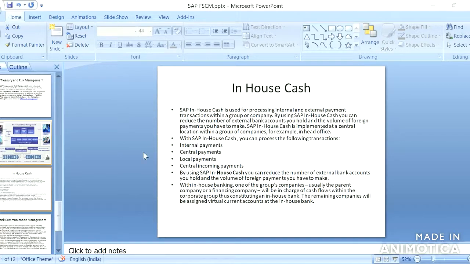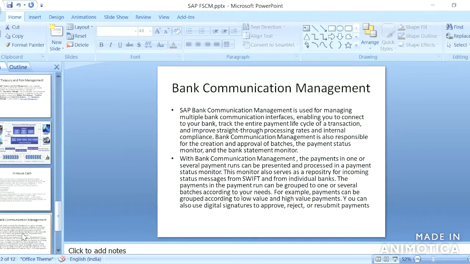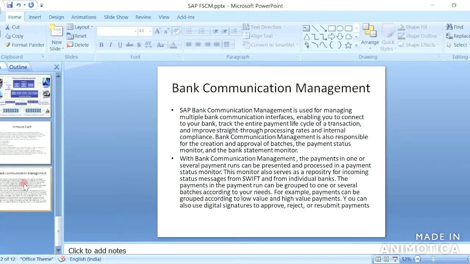Let us check the treasury and risk management, in-house cash, and even bank communication management. I am trying to check whether I can show the configuration and how it works. Let us see in our further videos for which modules we can do the configuration and how we can proceed further. For now, let us check what bank communication management actually is.